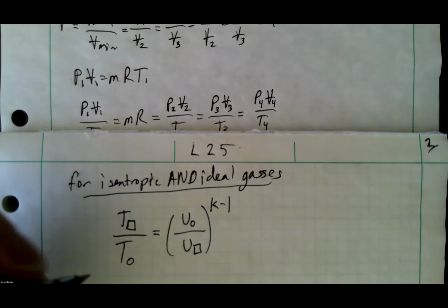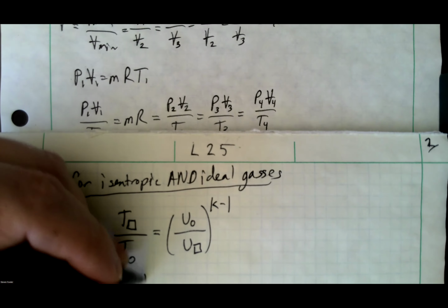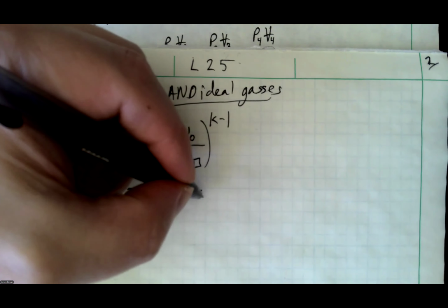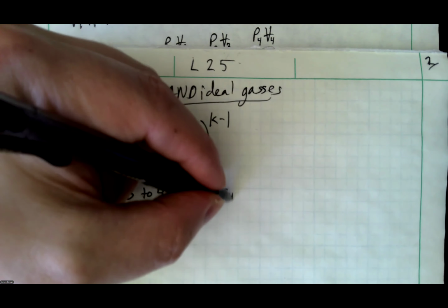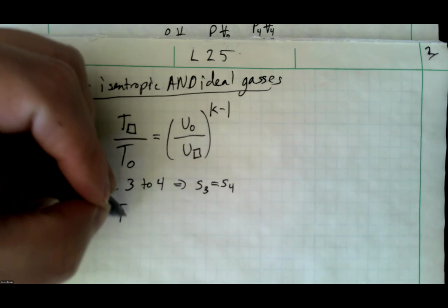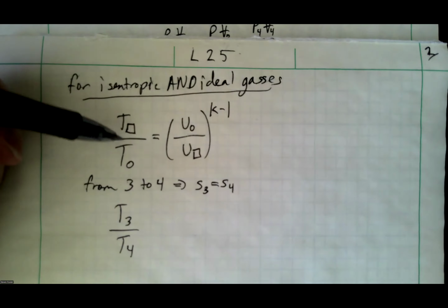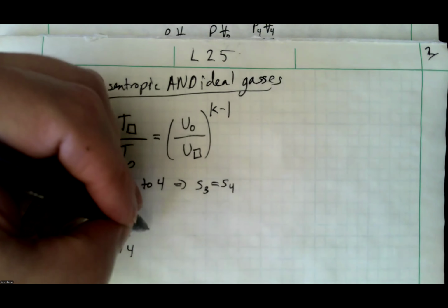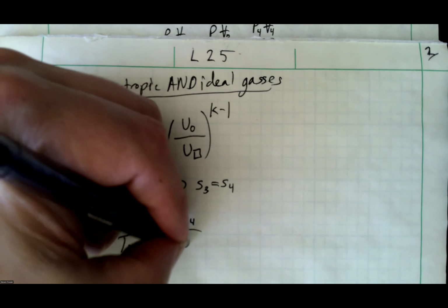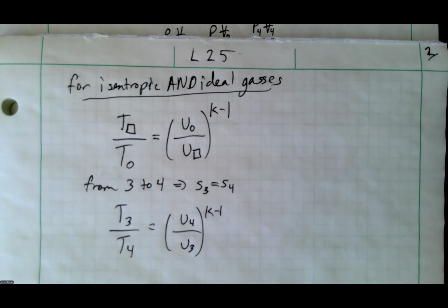So what you can do is, from 3 to 4, it's isentropic. S3 is equal to S4. So from states 3 to 4, it is, in fact, isentropic. So I can say that T3 over T4, and notice how the subscripts flip on this other side of the equation, so I just need to do the same thing here, is equal to specific volume 4 divided by specific volume 3, to the K minus 1.